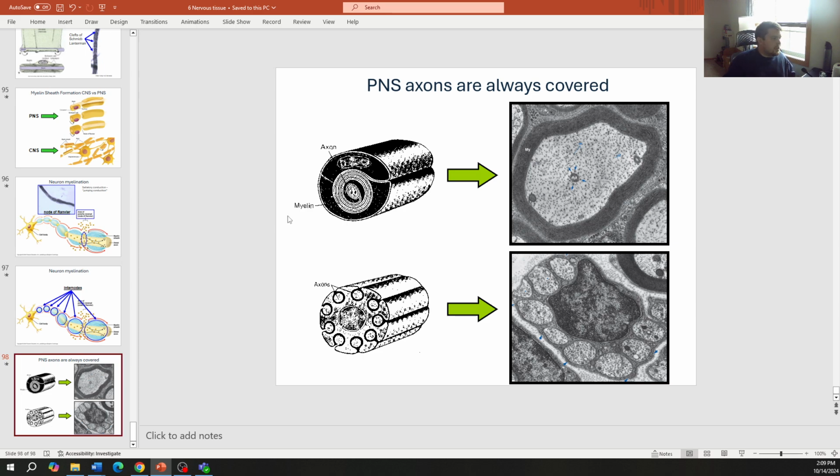Good. And here, just an extra note that the peripheral nervous system axons are always covered by Schwann cells. They don't necessarily have the myelin sheath. For example, this one does have the myelin sheath, so this is a myelinated axon. These are our unmyelinated axons, and this right here is a Schwann cell, and it's holding on to a bunch of different axons all together. But they are always covered by these Schwann cells.